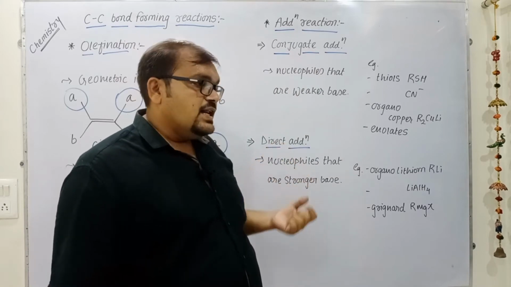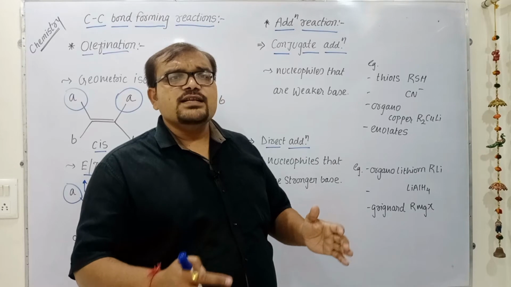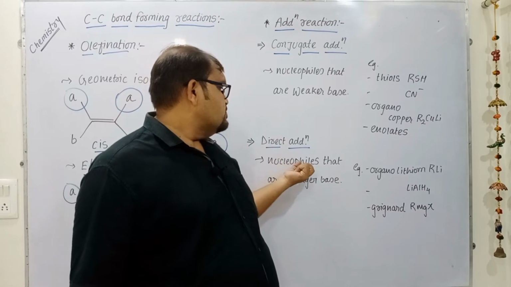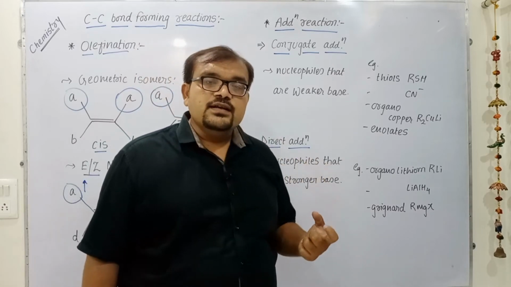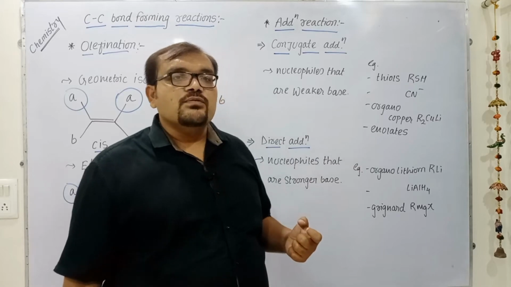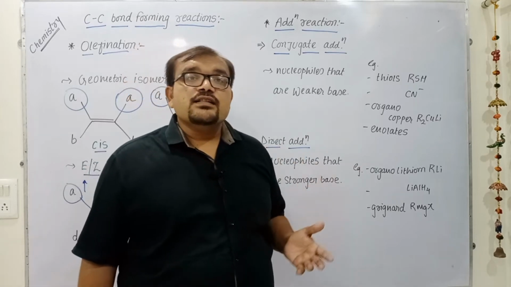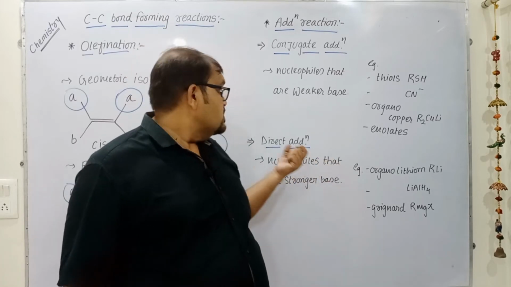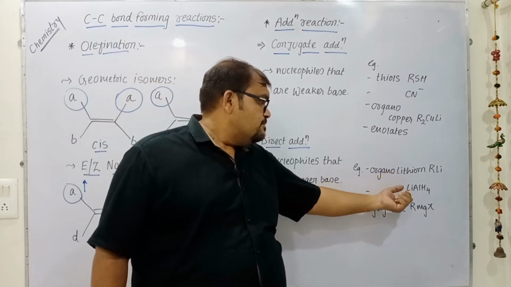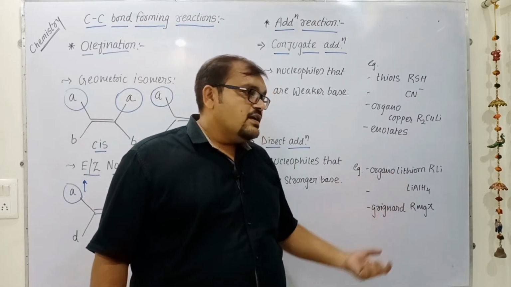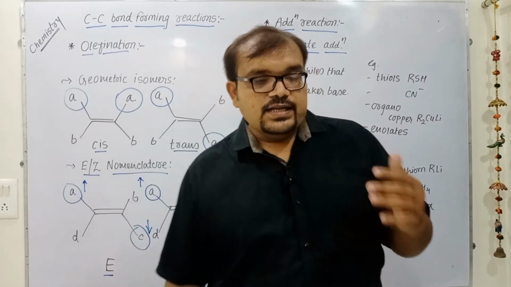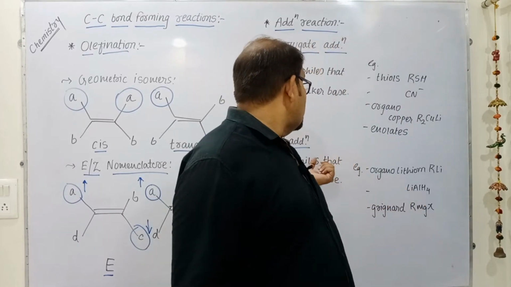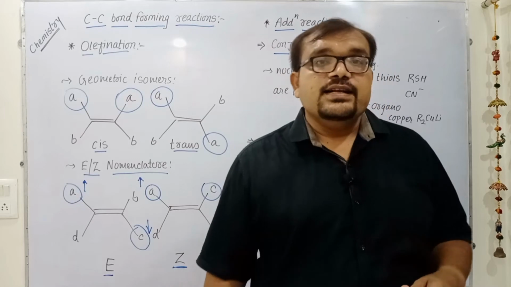So next one is direct addition. This is exactly opposite to the earlier one: addition reaction that occurs with nucleophiles that are stronger bases is known as direct addition. And which are the examples of such stronger bases which can act as a nucleophile to give direct addition? Organolithium, lithium aluminum hydride, Grignard reagent. All these are examples of such stronger bases which will act as nucleophiles to give direct addition.